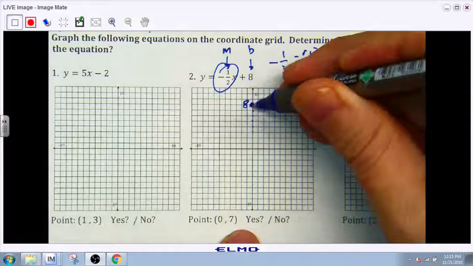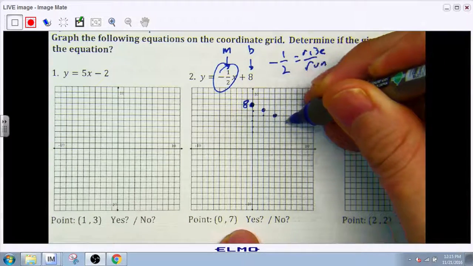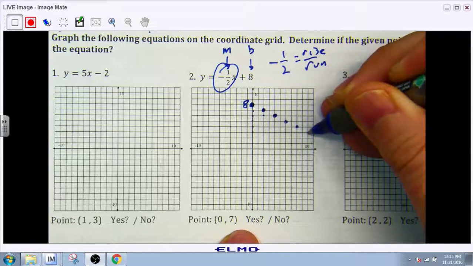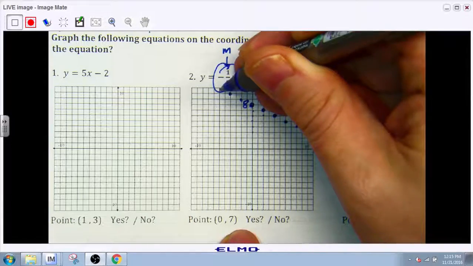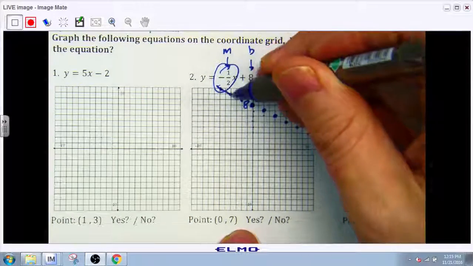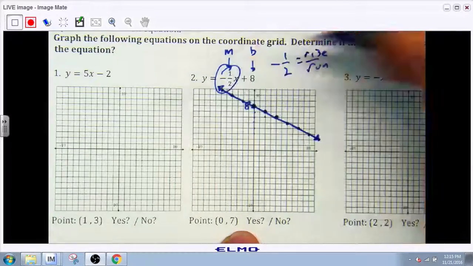So I'm going to go down 1 over 2, down 1 over 2, like this, and keep going. Okay, and that forms my line. Put little arrowheads on it to show that it goes on forever.